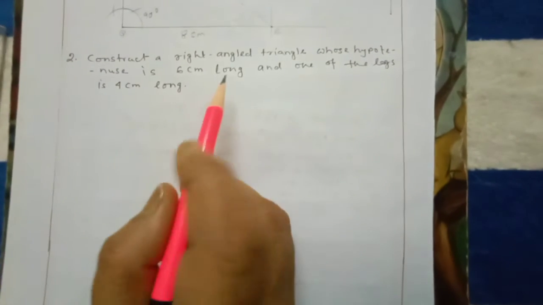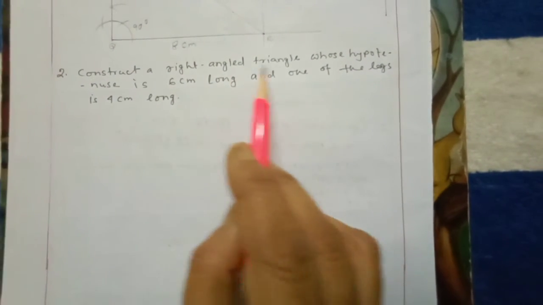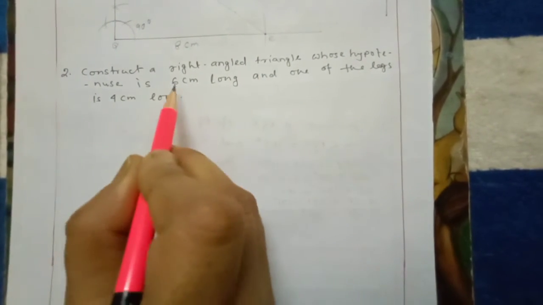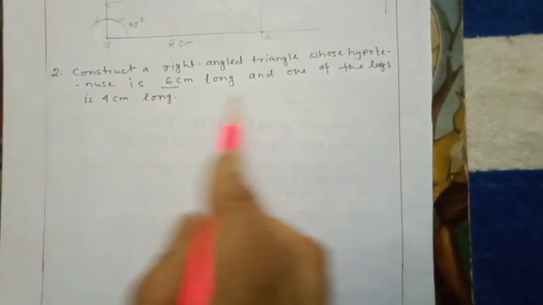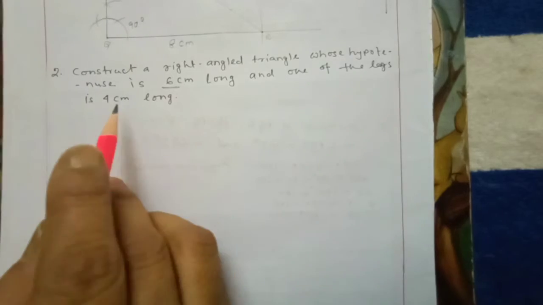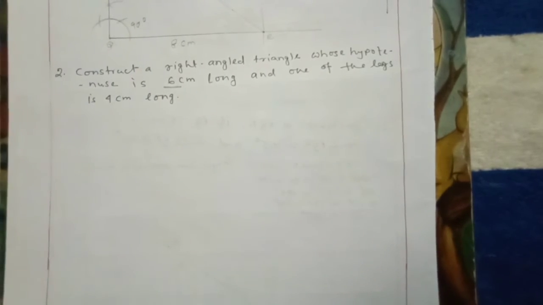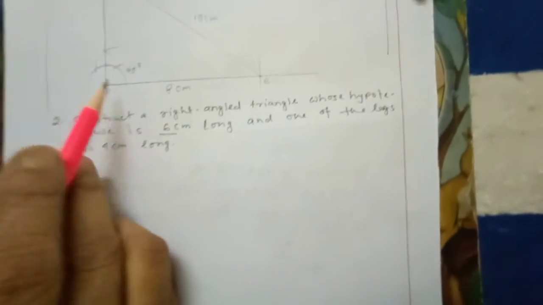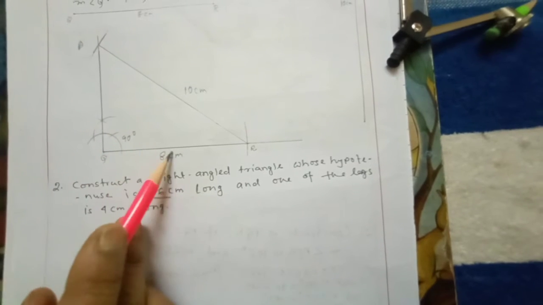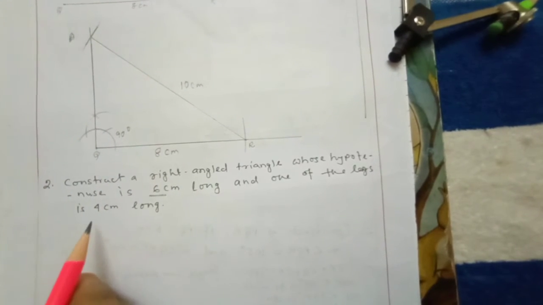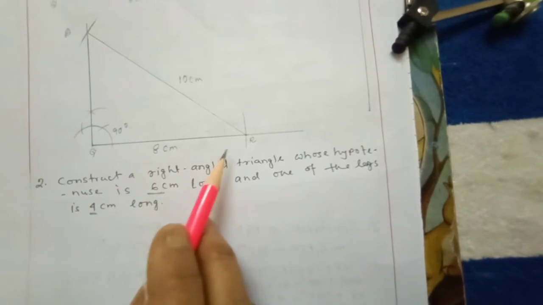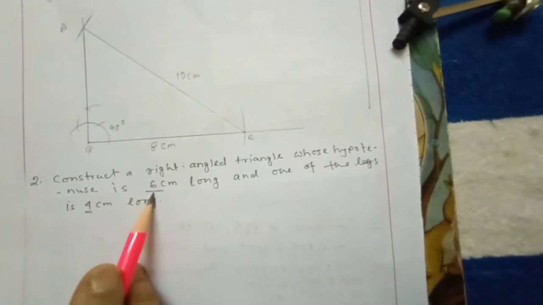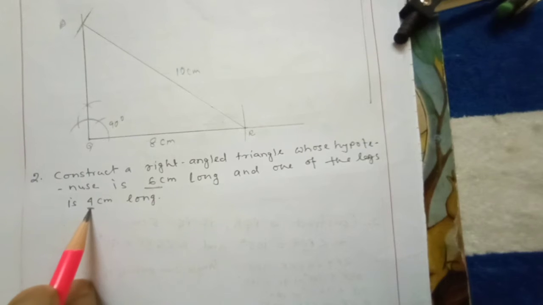Now come to the next triangle. Construct a right angled triangle whose hypotenuse is 6 centimeter and one of the legs is 4 centimeter. That means in a right triangle, two legs are there. One leg is 4 centimeter. Any one you can take, either this one or this one. But the hypotenuse is given as 6 centimeter and one leg is 4 centimeter.